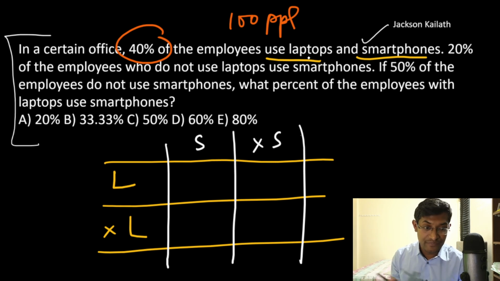Now, which area in this diagram over here talks about laptops and smartphones? It's this area over here, right? You have laptops and smartphones. Okay, so over here, let's fill in 40.